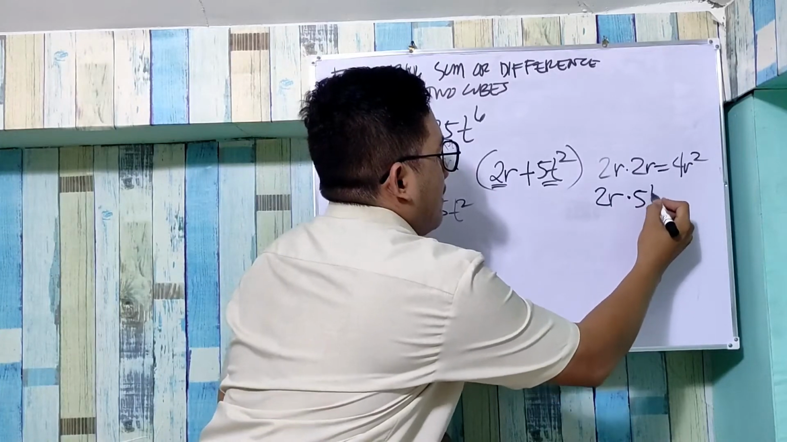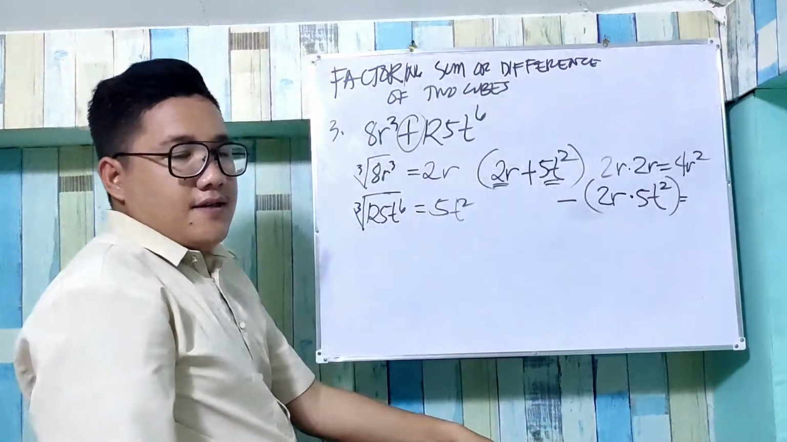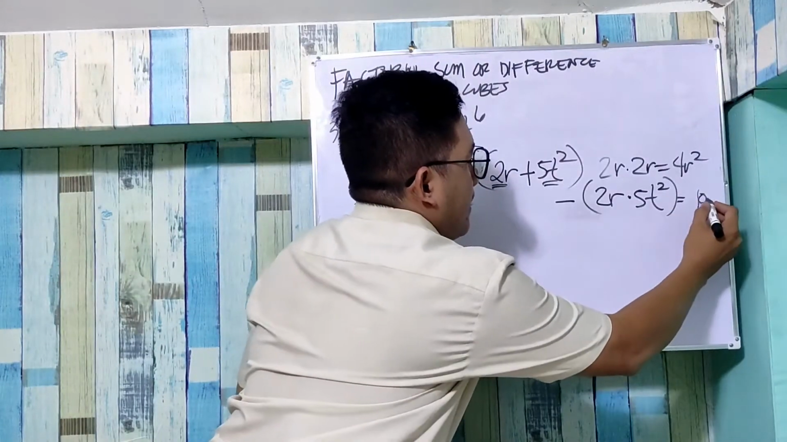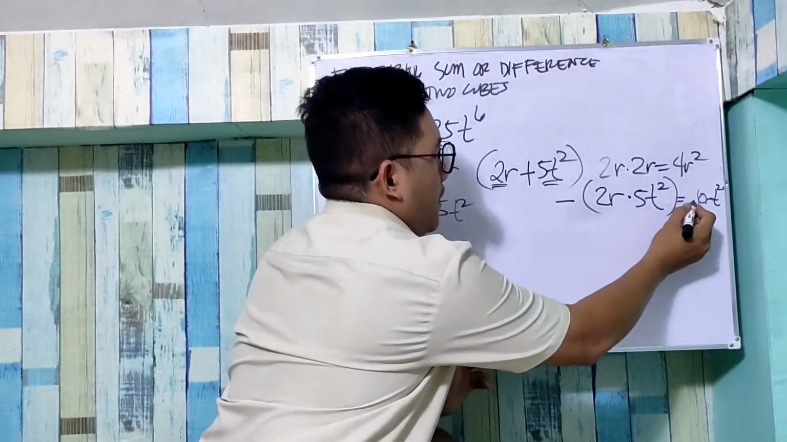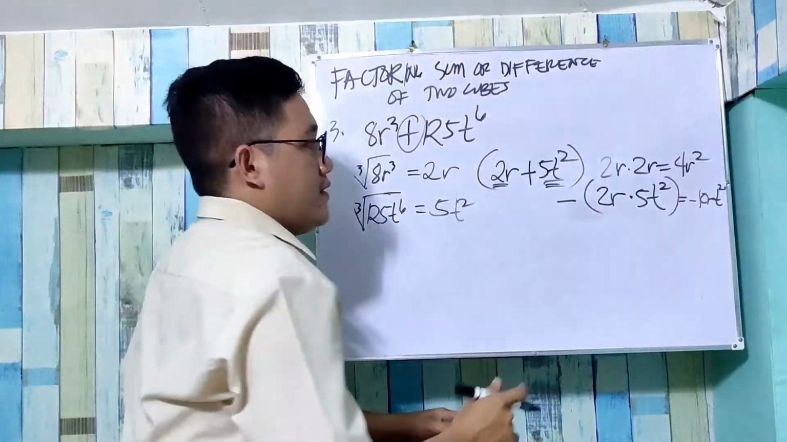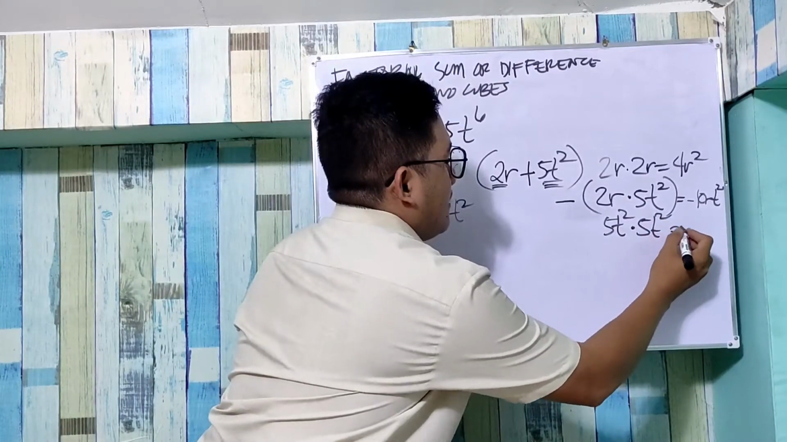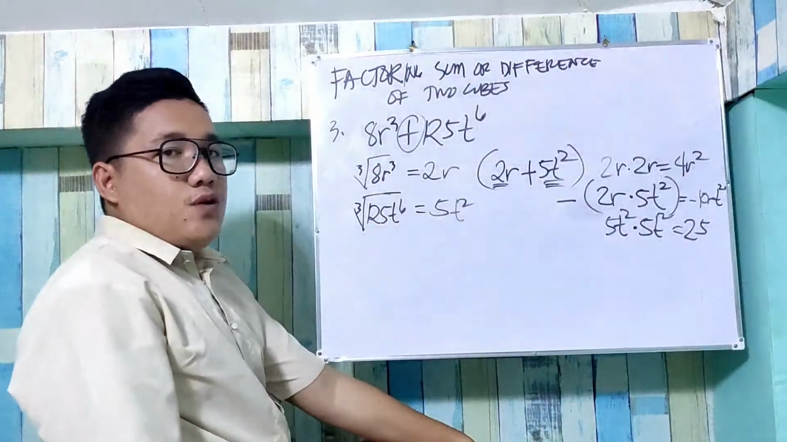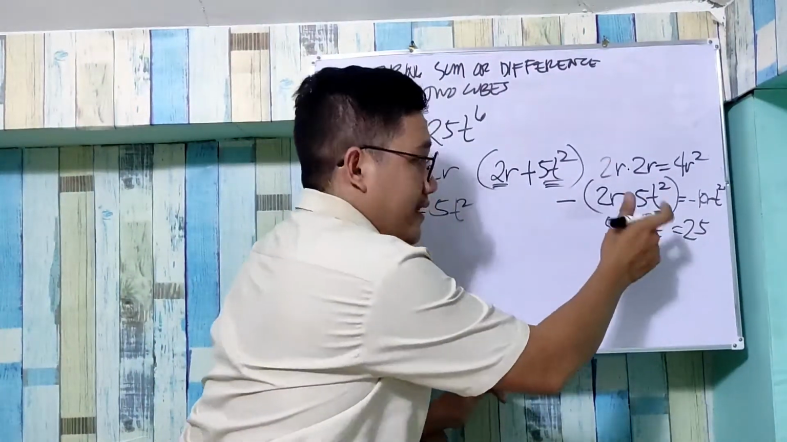2r times 5t squared, negative product. So we have 2 times 5, that is 10. Copy r, copy t squared. And, of course, negative. Then, the second cube root, square it. 5t squared times 5t squared, that is 5 times 5, 25. t raised to 2 times t raised to 2, that is t raised to, okay, 4. 2 plus 2, that is 4.